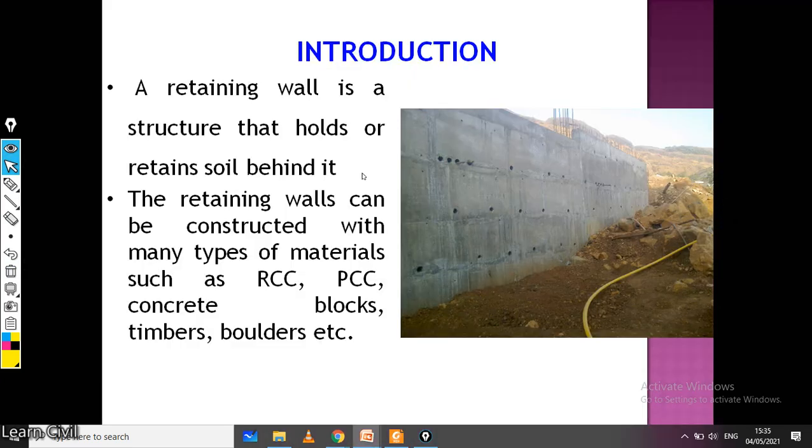So what is a retaining wall? You can see here the definition is given. A retaining wall is a structure that holds or retains soil behind it. You can see in this particular picture, this RCC wall is provided here to retain some soil mass on the other side of the wall, which is not visible in this picture. Retaining walls can be constructed with different types of materials such as RCC, PCC, concrete blocks, timber, boulders, or even rocks.